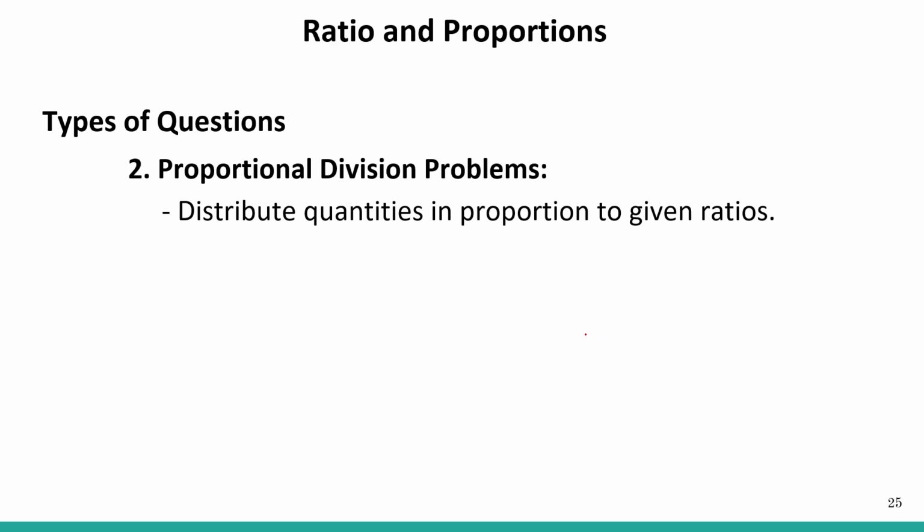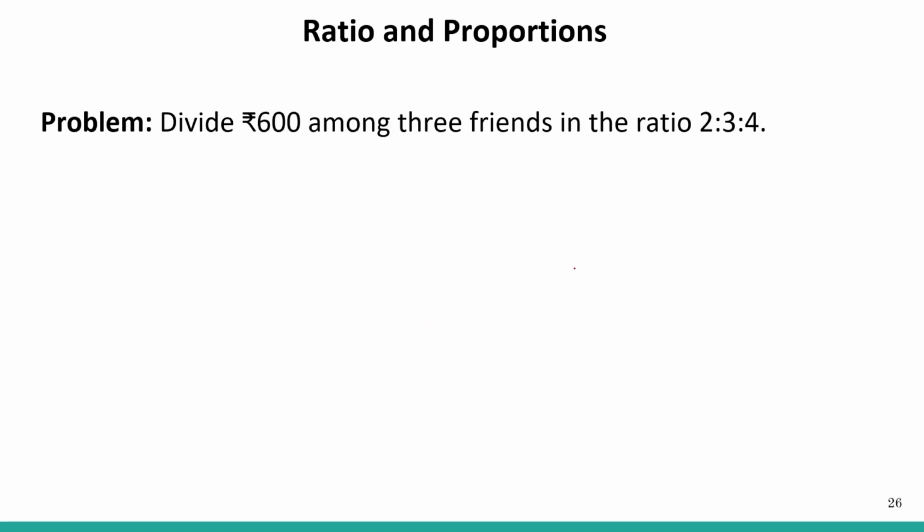So let's see the second kind of question that is being asked, that is the proportional division problem. Distribute the quantities in proportion to a given ratio. So let's see: divide 600 among 3 friends in the ratio 2, 3 and 4.